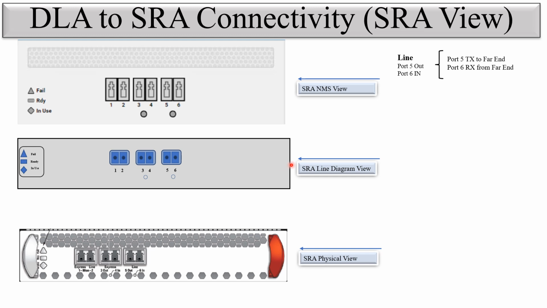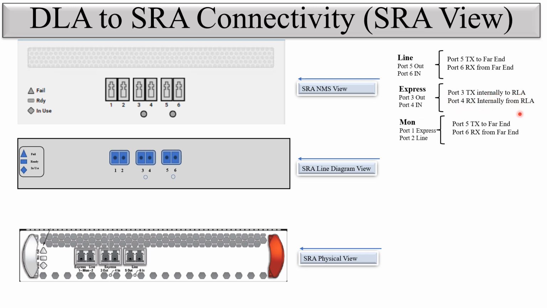You can see here the line port: port 5 out and port 6 in, port 5 TX to far end and port 6 RX from far end. Express port 3 out and port 4 in, port 3 TX internally to RLA and port 4 RX internally from RLA. Monitor port 1 and port 2. You can see port 1 is express and port 2 is line, port 5 TX to far end, port 6 RX from far end.